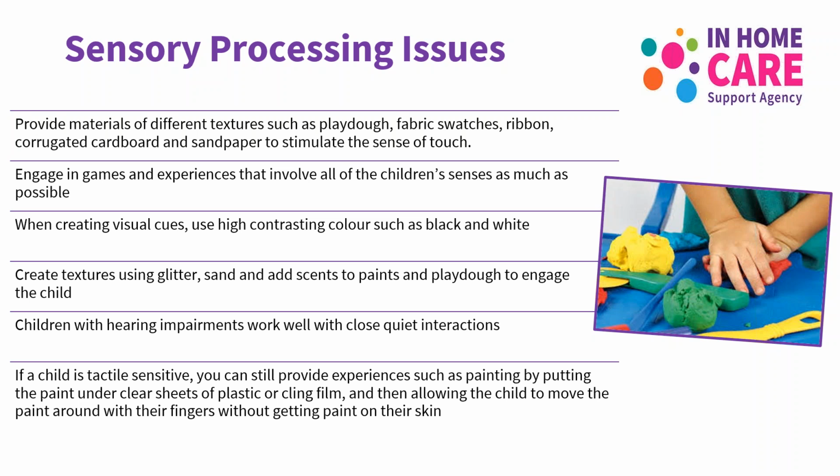Children with hearing impairments work well with close, quiet interactions. And if a child is tactile sensitive, you can still provide experiences such as painting by putting the paint under clear sheets of plastic or cling film, and then allow the child to move the paint around with their fingers without getting paint on their skin. So it's all about adapting these common experiences and provisions to better suit the needs of the child.